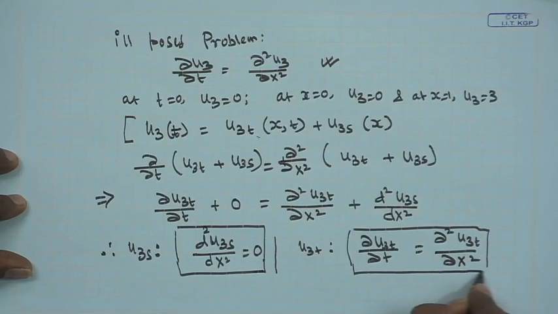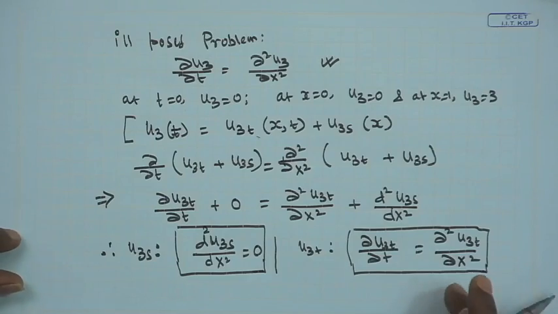Next we will be setting up the boundary conditions and initial conditions of u3s and u3t. So first we will be looking into the boundary conditions of u3s.